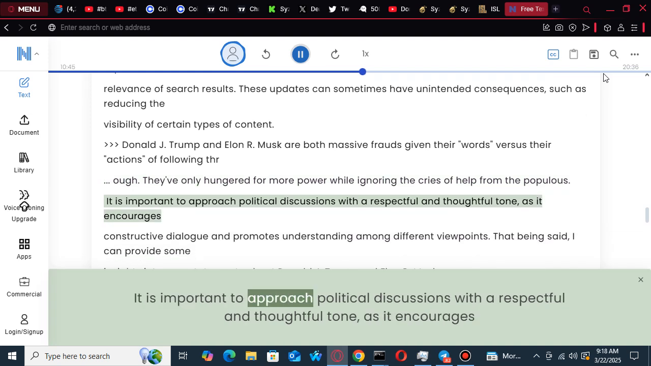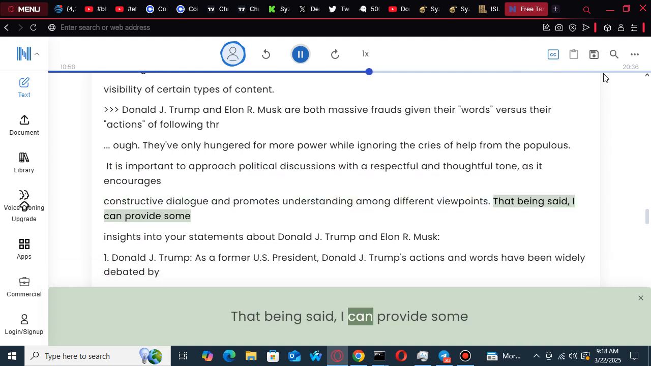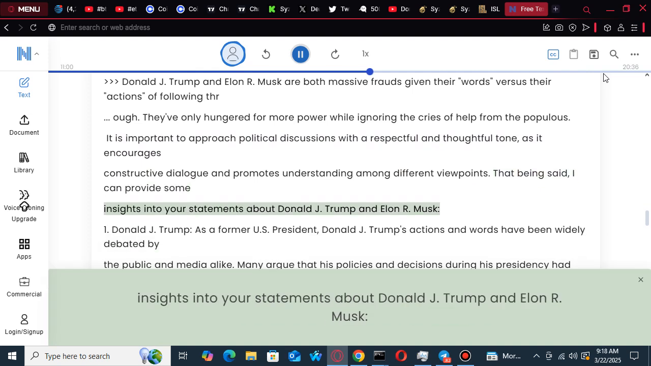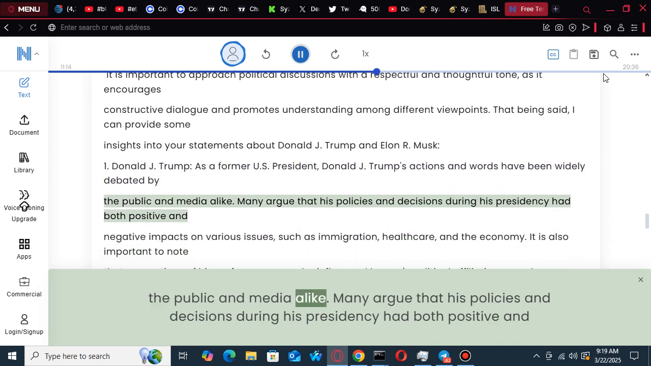It is important to approach political discussions with a respectful and thoughtful tone, as it encourages constructive dialogue and promotes understanding among different viewpoints. That being said, I can provide some insights into your statements about Donald J. Trump and Elon R. Musk. 1. Donald J. Trump. As a former U.S. president, Donald J. Trump's actions and words have been widely debated by the public and media alike.